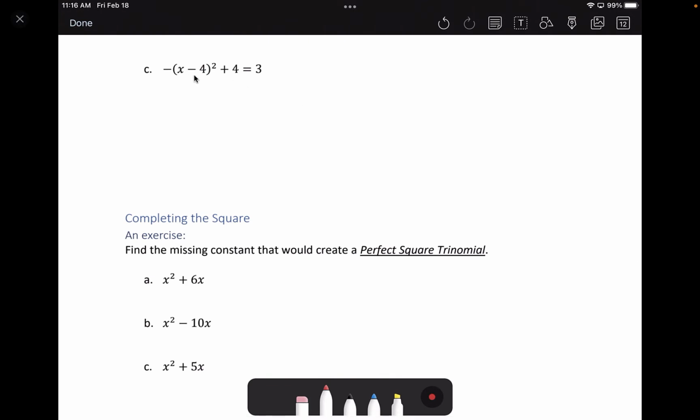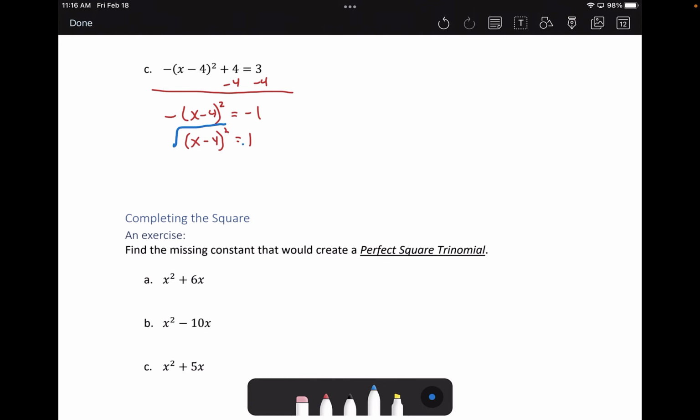In this one, we need to first isolate the squared quantity. To do that, we're going to subtract 4 first. Then we need to remove the negative, so we'll multiply both sides by negative 1. That's just going to switch the signs. At this point, we've isolated the squared quantity.